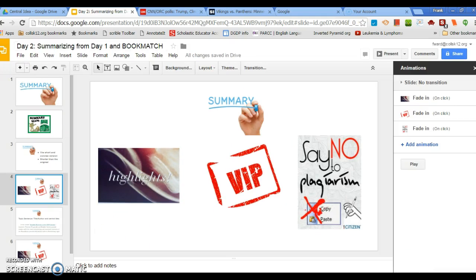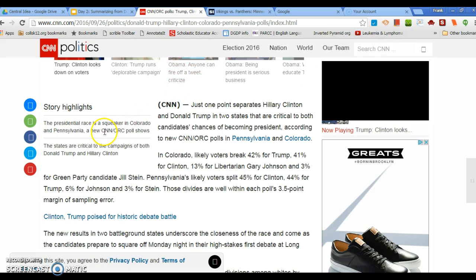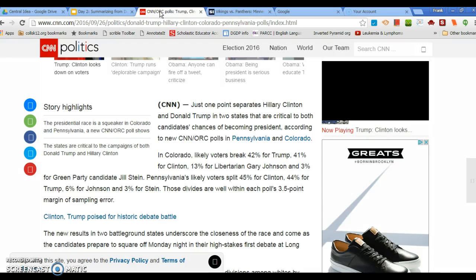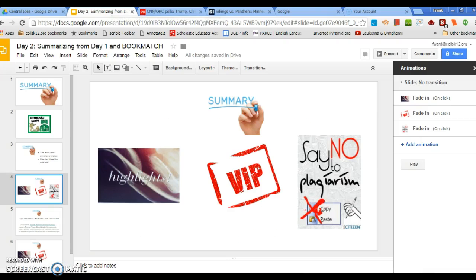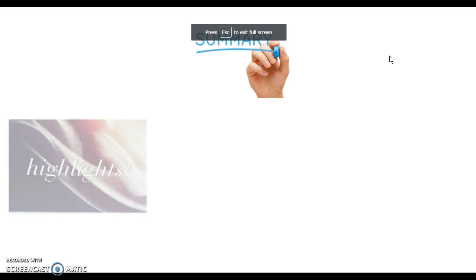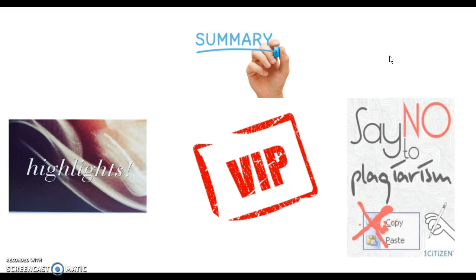For example, if you go and look at CNN stories, they have, and this one I just pulled up, a story from before the first presidential debate between Hillary Clinton and Donald Trump. They had some story highlights over here. These are the key things you would read about in the story. Sports Illustrated, they also do a quickly section, which actually is the central idea. So pulling these things out, editors do that so you can get an idea, hey, do I want to read about this or not? That's what you'll be doing with creating summaries. Let's get back to it. So again, we have highlights, very important points. Don't plagiarize.